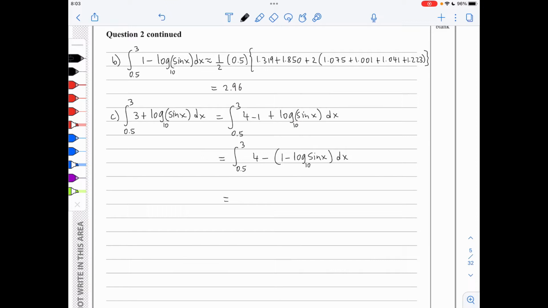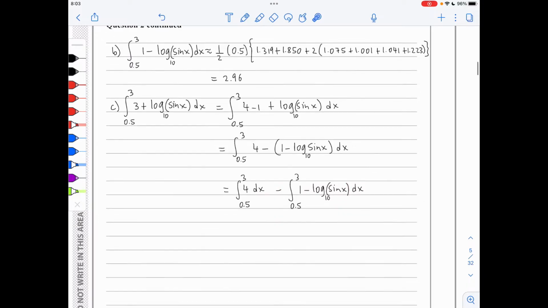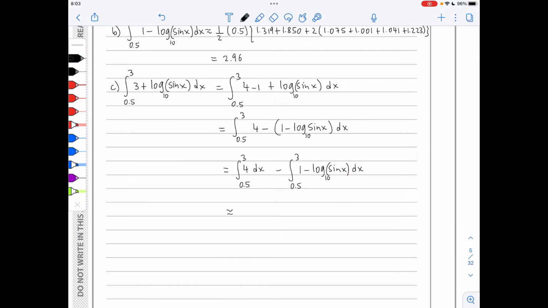And I can now split this into the integral of 4 with respect to x from 0.5 up to 3 minus the integral of 1 minus log of sine x base 10 dx from 0.5 up to 3. And we notice that this integral here is exactly what we have estimated with the trapezium rule. So this will be approximately 4x from 0.5 up to 3. So the first integral can be done analytically, minus 2.96, which is 4 times 3, I'm substituting the upper limit, minus 4 times a half, the lower limit, minus 2.96, which gives an answer of 7.04.